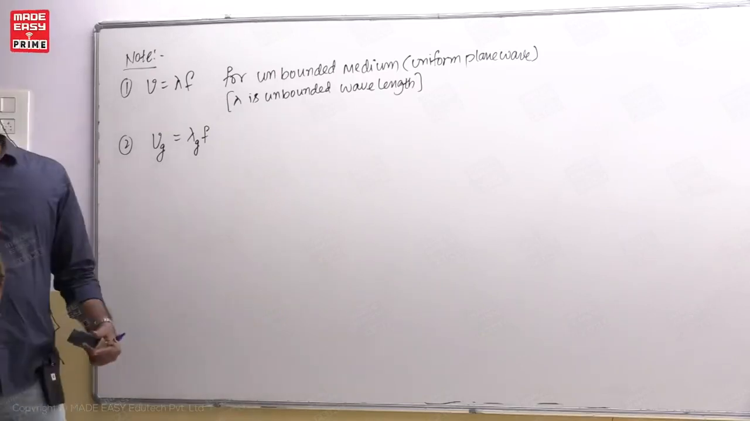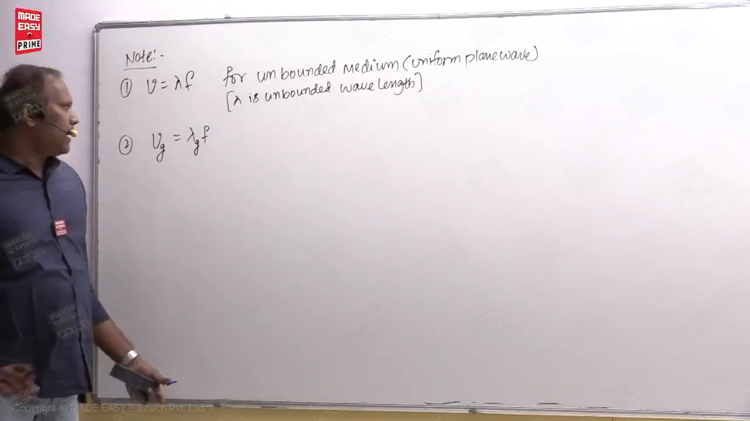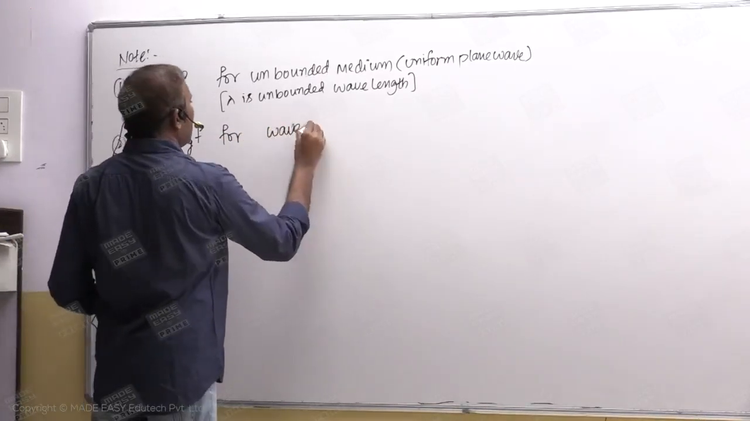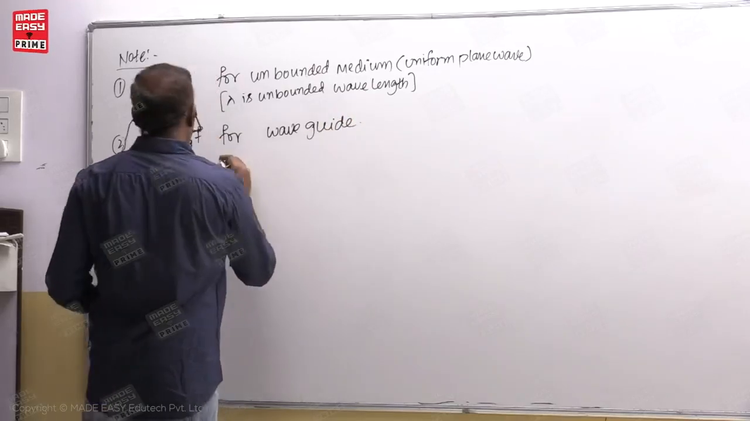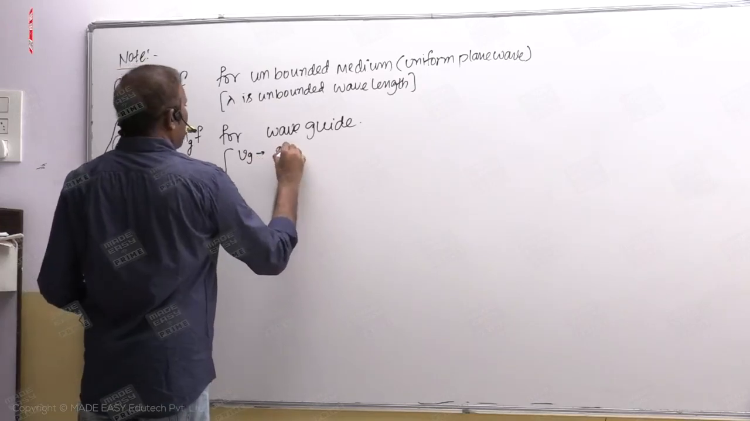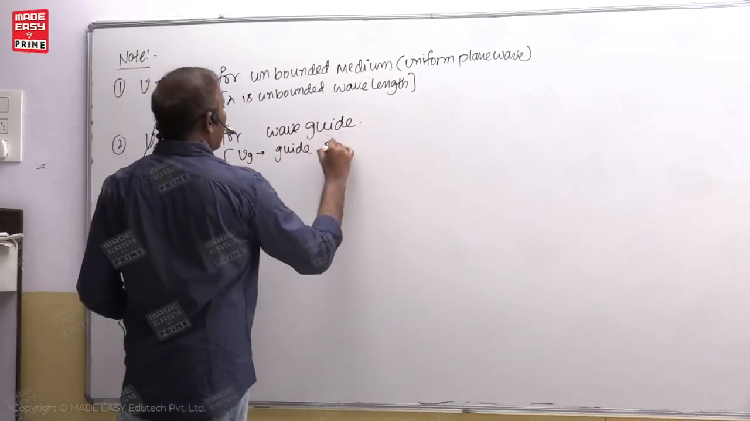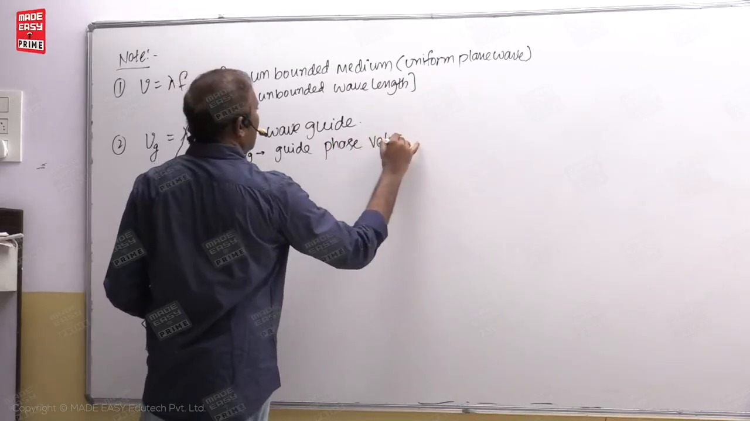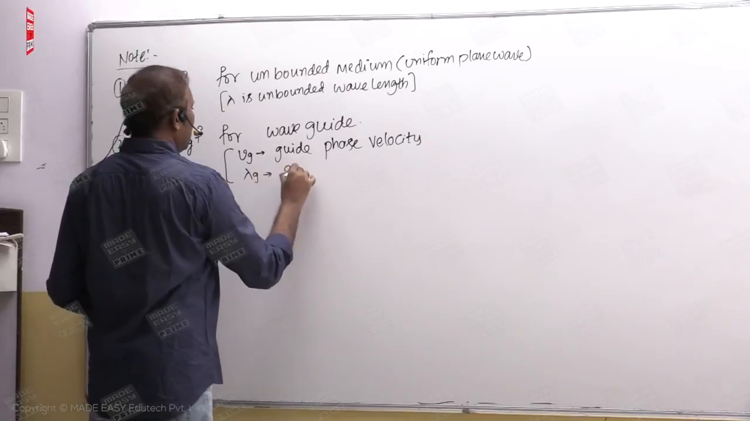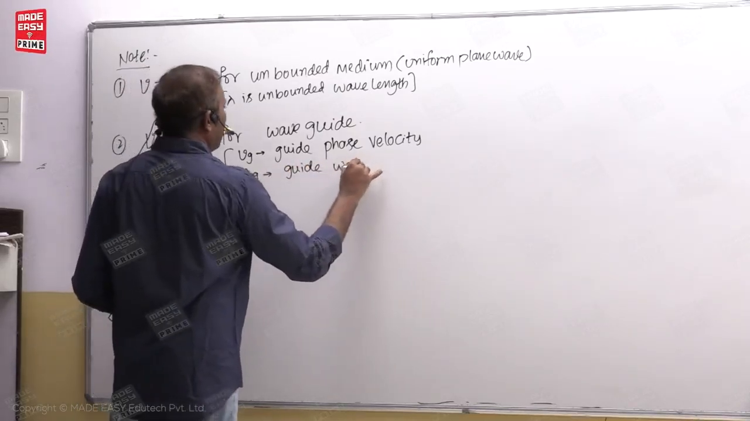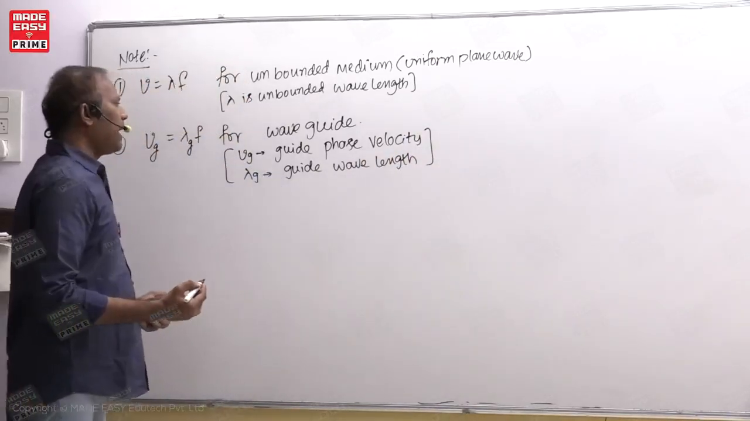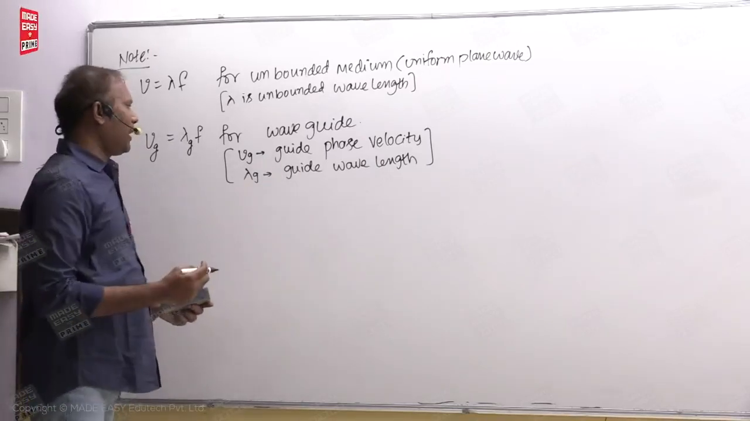Now, one more equation I will write here. This is valid for waveguide. So here Vg means guide phase velocity. Guide means waveguide. Lambda g means guide wavelength. So Vg means guide phase velocity, lambda g means guide wavelength.